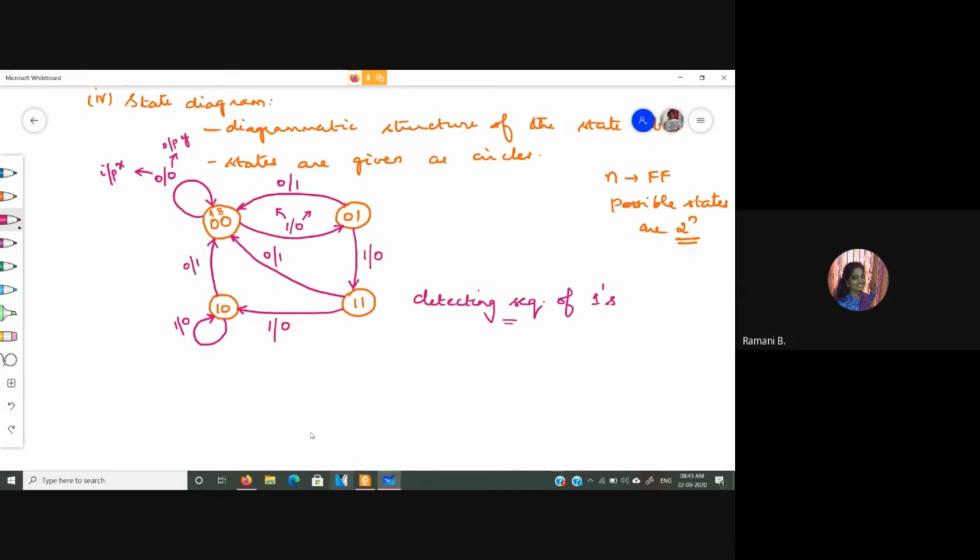Here in this, the Y output we saw, the expression was A plus B dot X bar. So this actually depends on the flip-flop present state as well as the external input.